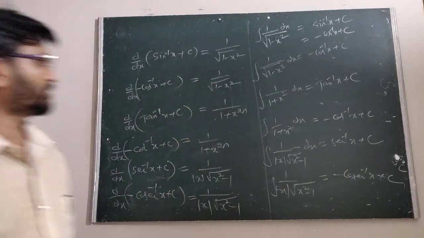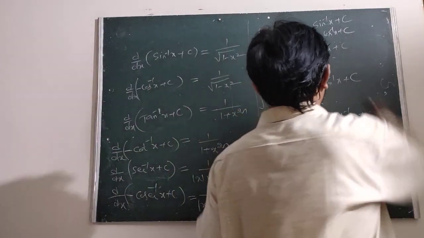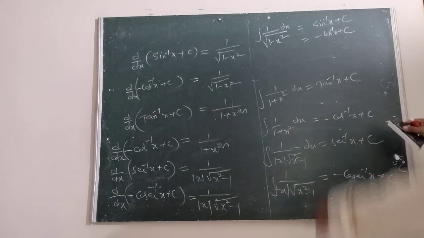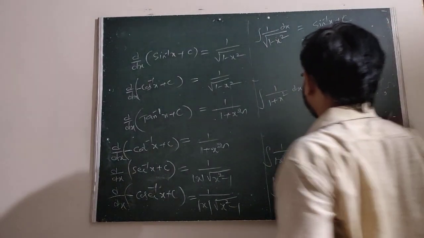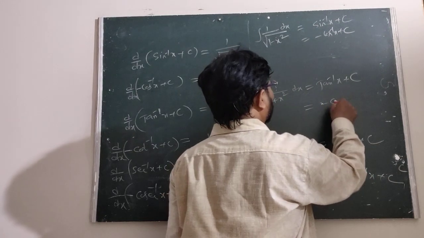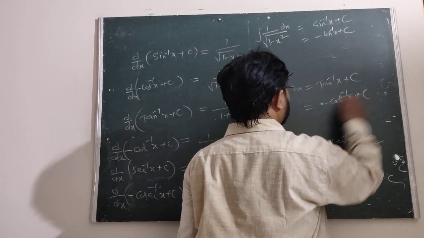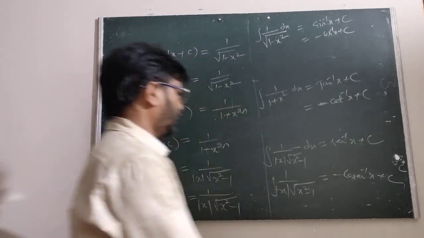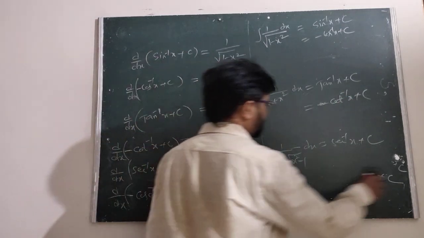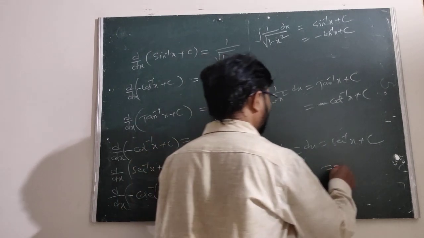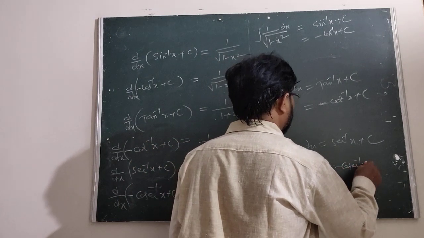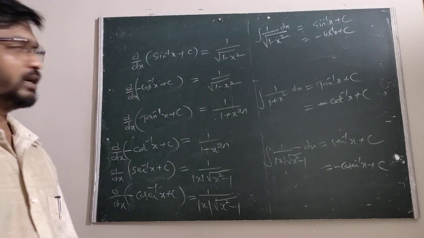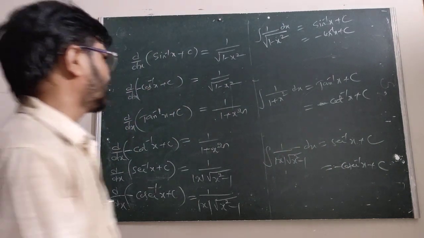Minus of cos inverse of x plus c. So is it clear? Now we can write these two are the same. Now this can also be written as tan inverse of x or minus of cot inverse of x plus c. Minus of cot inverse of x plus c. Now we observe here, this is the formula of minus of cosecant inverse of x plus c. Is it clear? These are the inverse trigonometric formulas.